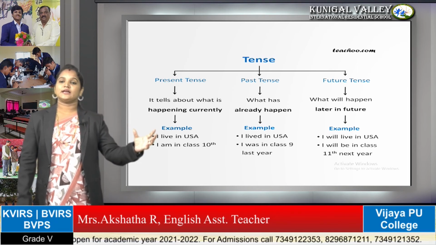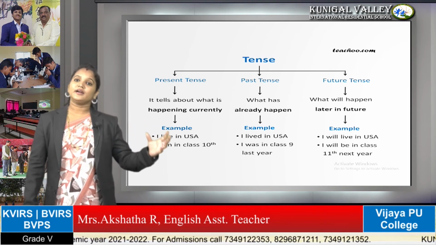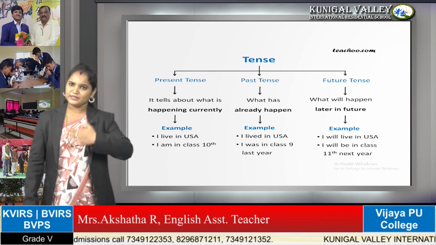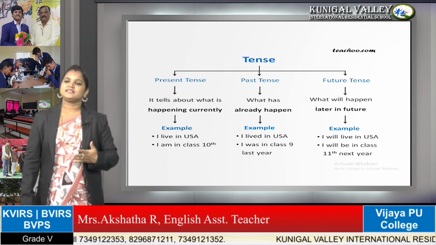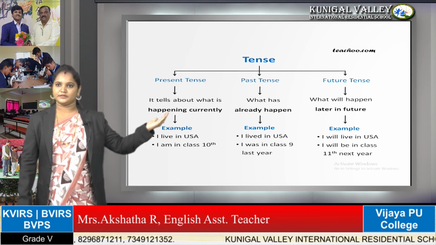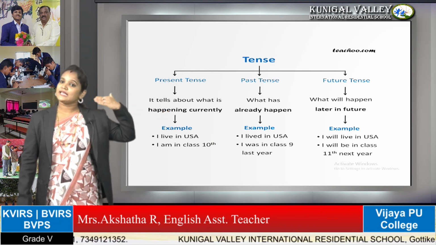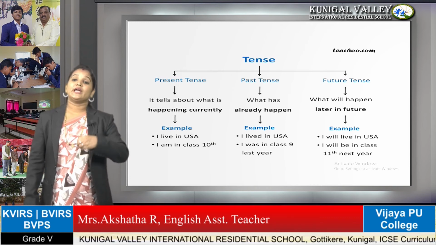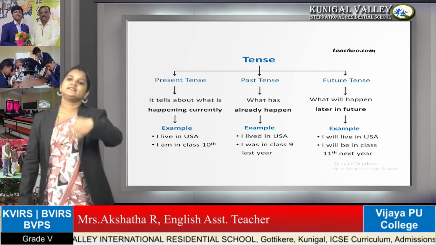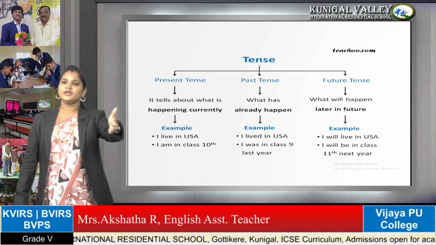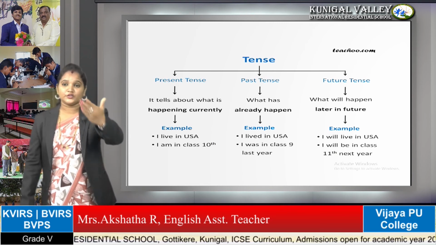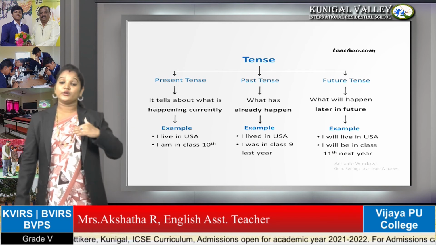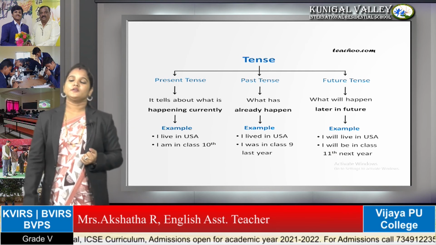Present tense tells about what is happening currently. Currently means now. What is happening? Past tense means what has already happened. And future tense means what will happen later in future. Later in future, maybe tomorrow, maybe in the evening, maybe after a month, after a year, or not now or not before. It is going to happen in the future. That is called future tense.